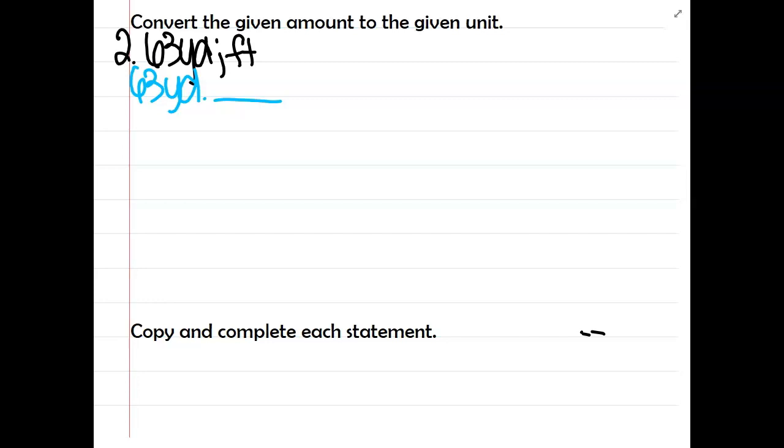The first thing I would do, I want to get rid of the yards. Yards are in the numerator. So to get rid of it, I need to put yards in the denominator. Well, do I know yards to feet? Is there a direct conversion there?